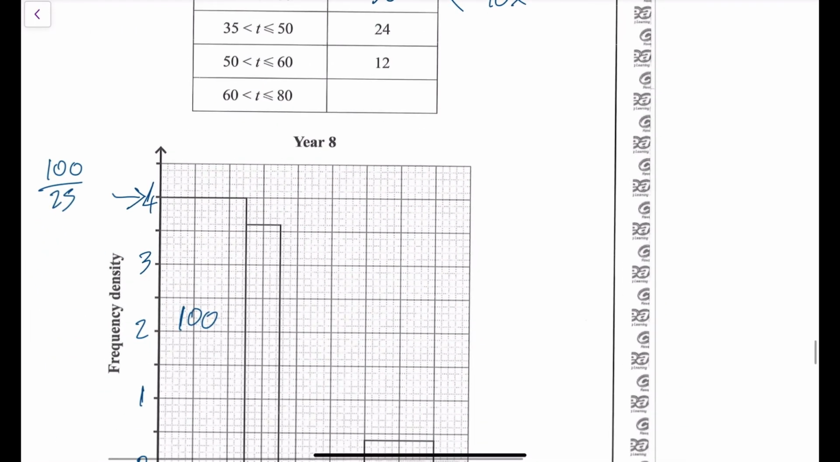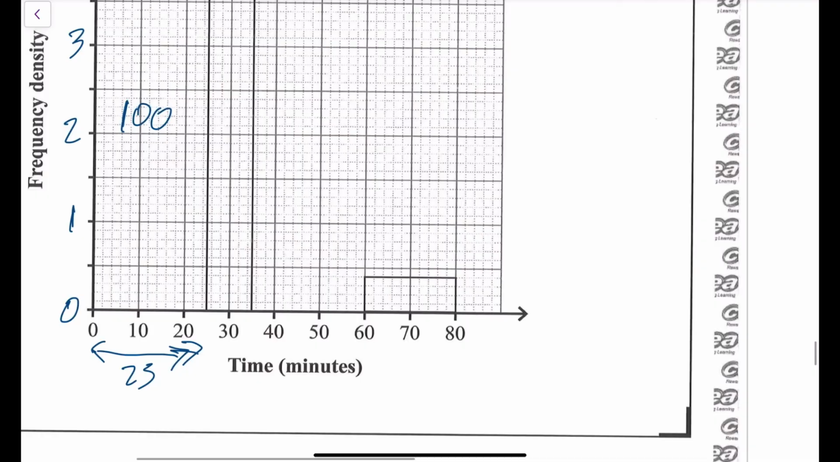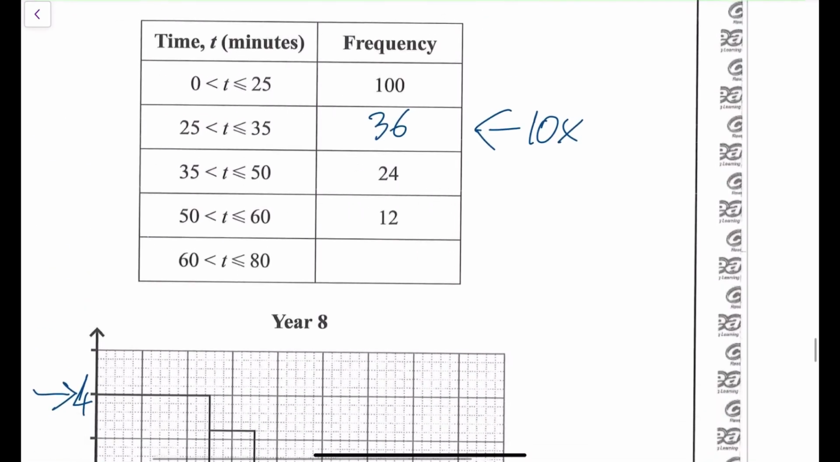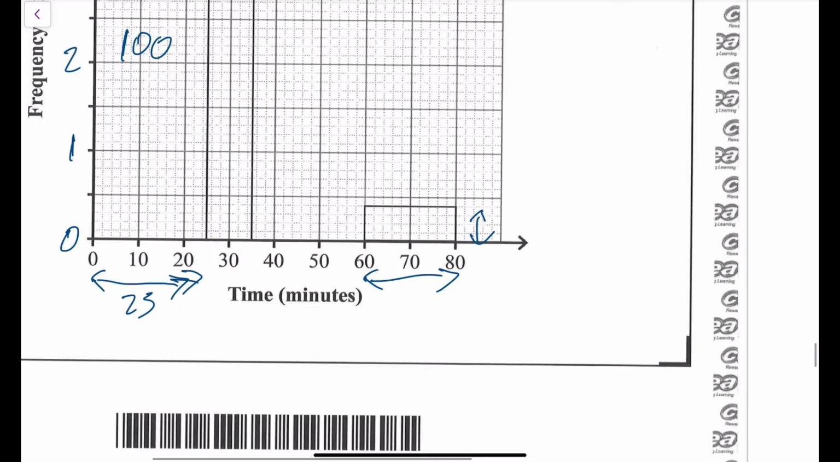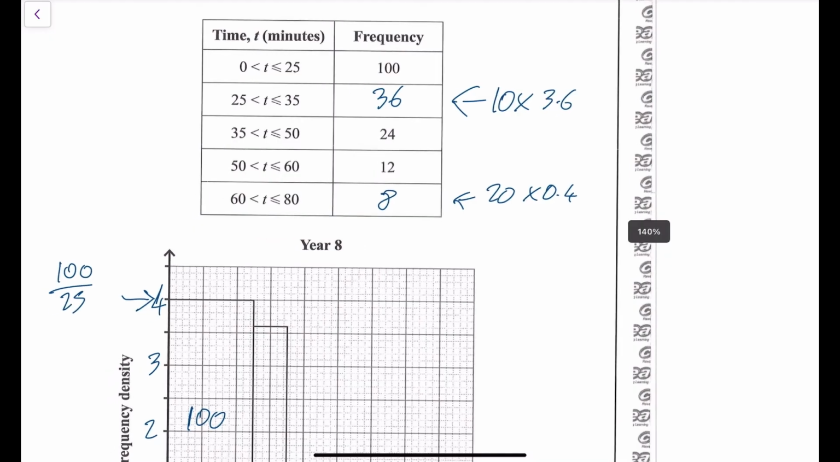The last one was 60 to 80, and the width is 20, and the height there is 4, so it's just 20 times, sorry, it's not 4, it's 20 times 0.4, I should say. So this last one is going to be 20 times the 0.4, so it's just going to be 8. So there's your frequency table filled in.